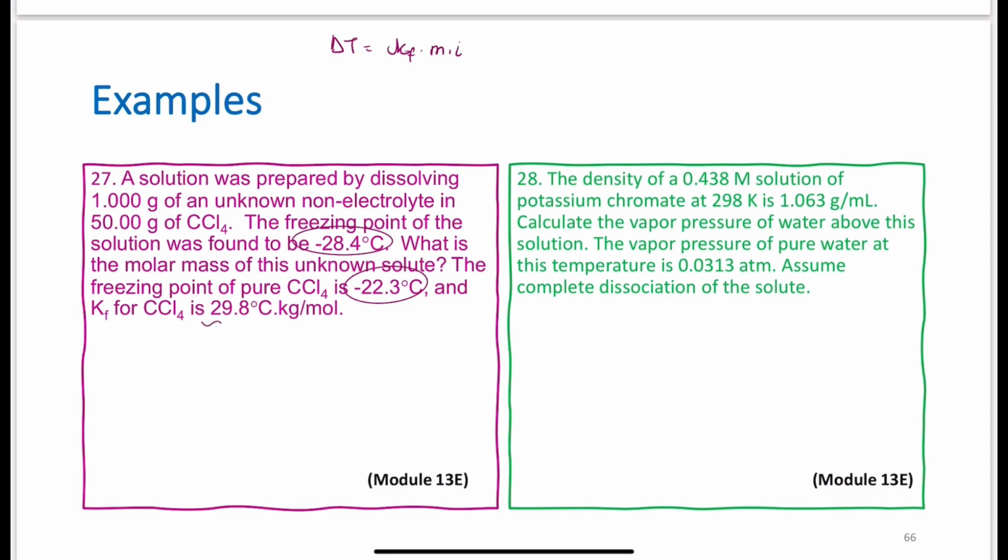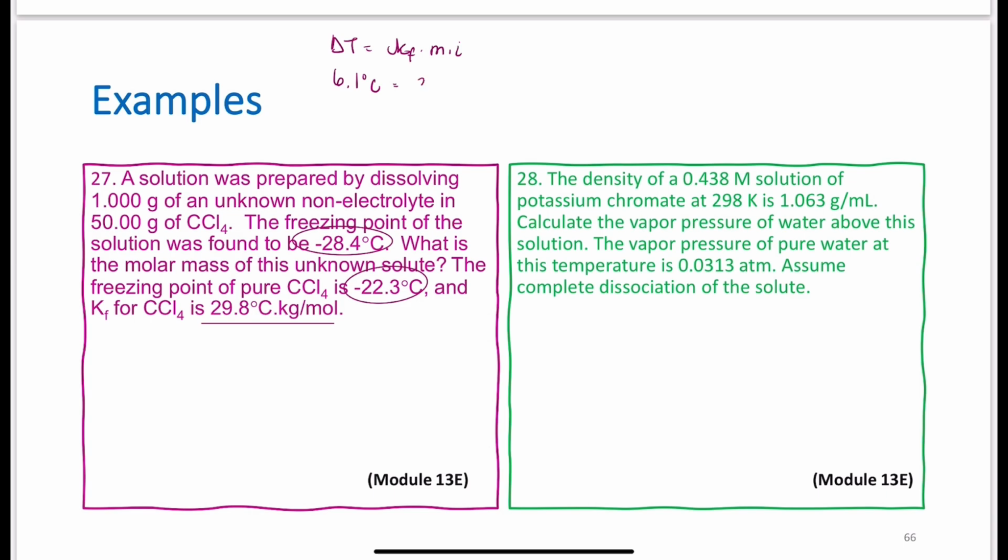Negative 22.3 degrees Celsius is the actual freezing temperature of the pure solvent. So the 29.8 is your freezing point depression constant. For the temperature change, I have negative 28.4 minus negative 22.3. The overall change in temperature there is 6.1 degrees Celsius.